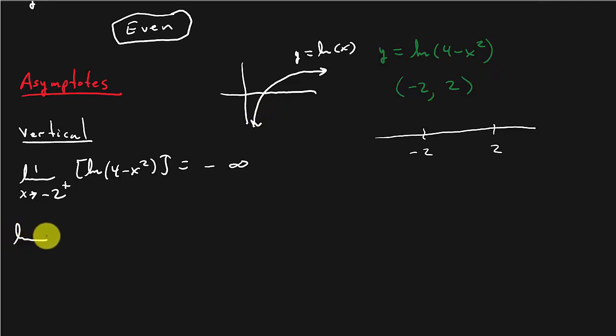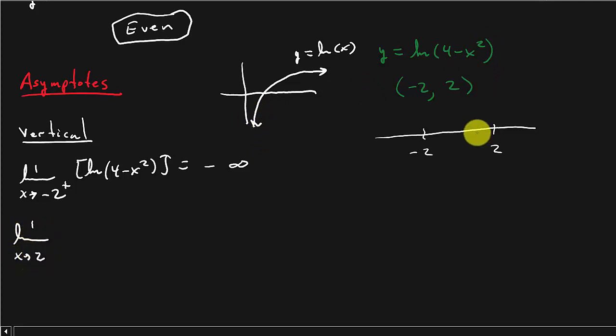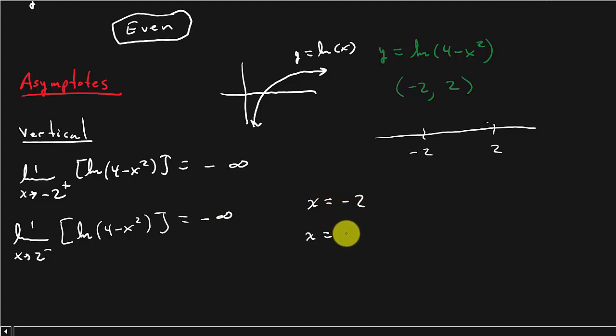And then we have to take the limit as x goes to 2, but from the left-hand side, of natural log 4 minus x squared. Well, this is the same thing. I'm plugging in numbers like 1.99999. I'm getting closer and closer to taking the natural log of 0. So what happens? Just like up here, that's going to -infinity. So I have vertical asymptotes at x equal -2 and x equal +2.